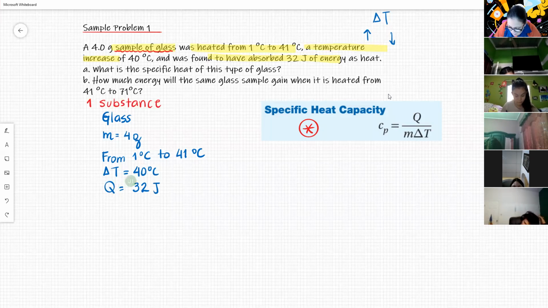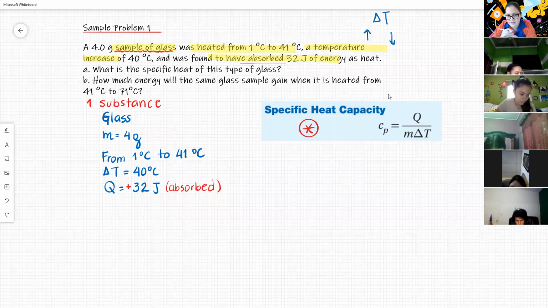Now, another key word from this problem is the word absorbed, okay? Because the problem says that it is absorbed, we're going to consider the symbol of this Q to be positive. When it says releases, it means negative.